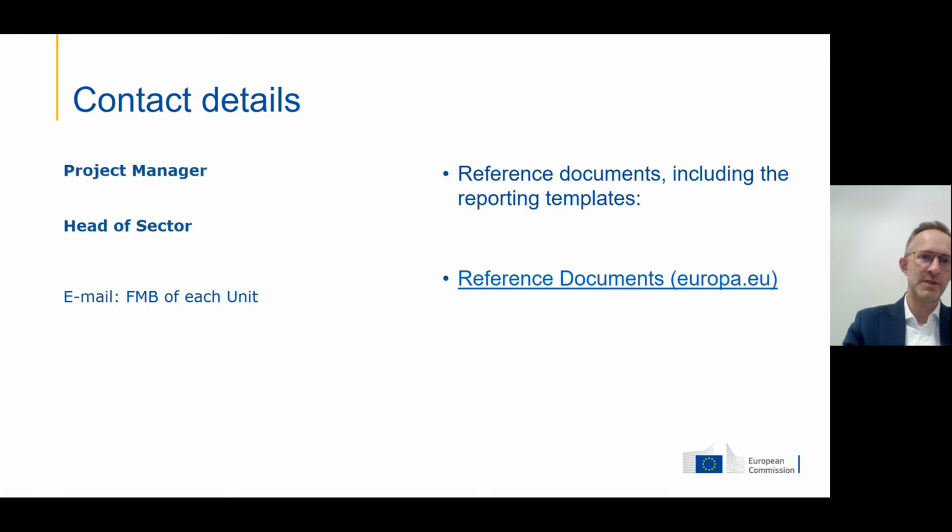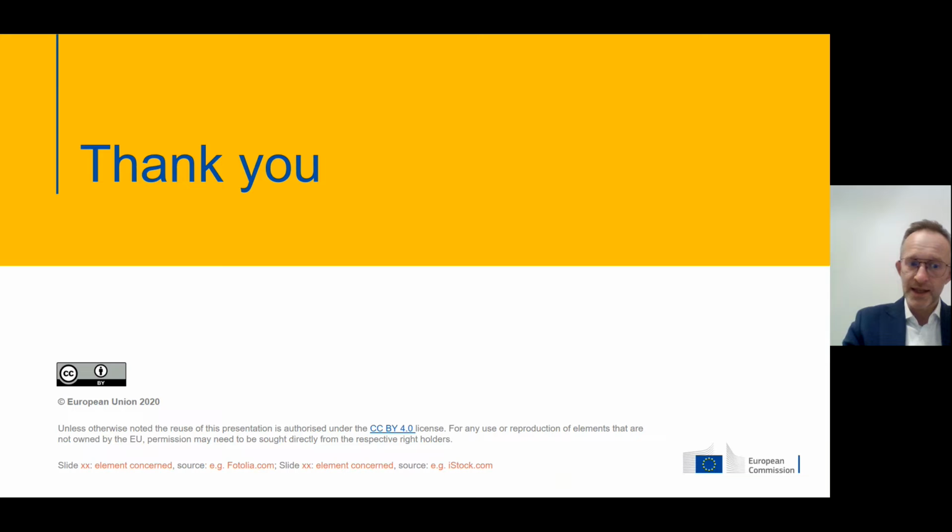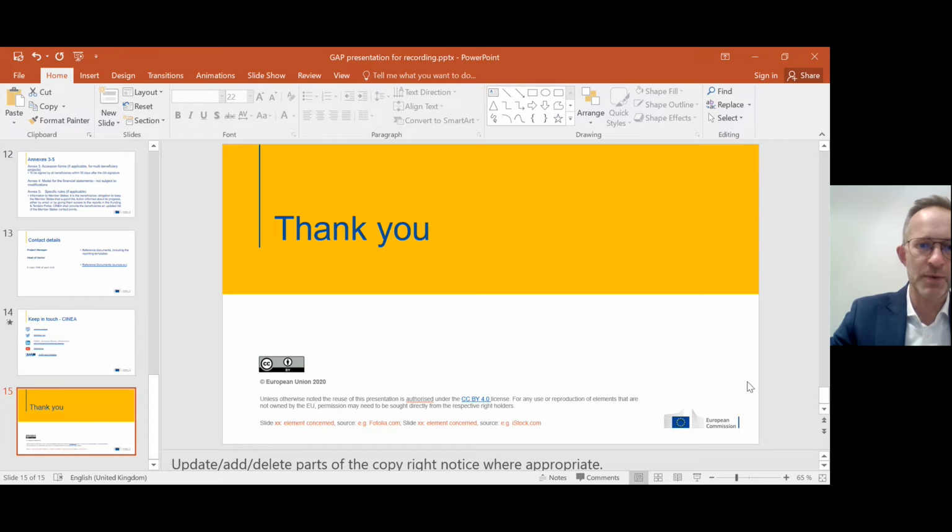Also, we will let you know who the project manager in charge is by name, the name of the head of sector as well, and the email address of the functional email box of each unit. So you will have ample information on who you should be in touch with in case you need any help. And here there is a reference document link where you can do a lot of reading about our templates, about preparation of grant agreements, about reporting to us through the eGrants system. So these are the key information, not so complicated to prepare this grant agreement, I hope.